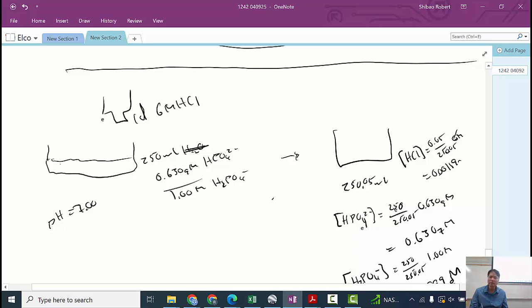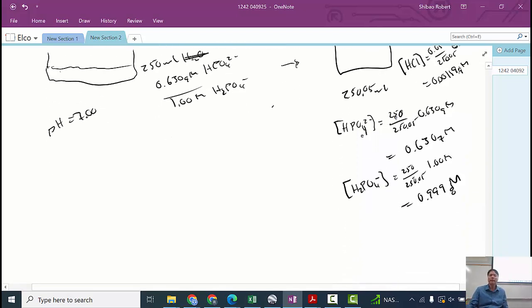0.001199 molar here. Okay, now what we do when we have a mixture like this is, anytime we're given a complex mixture, we take the strongest acid plus the strongest base.